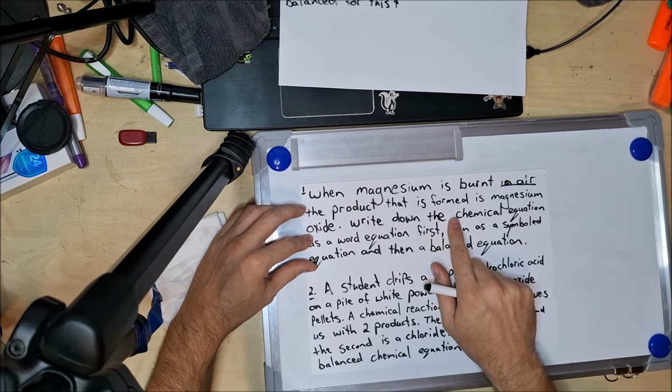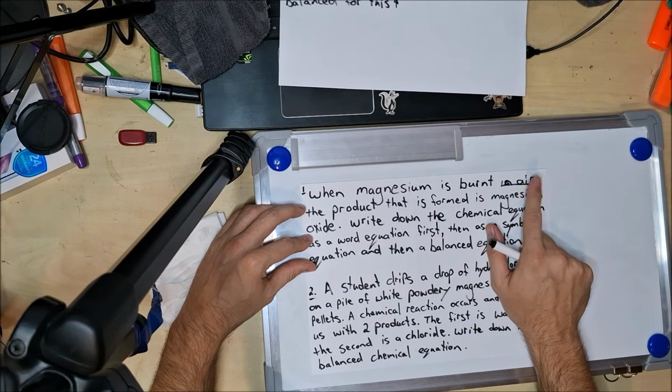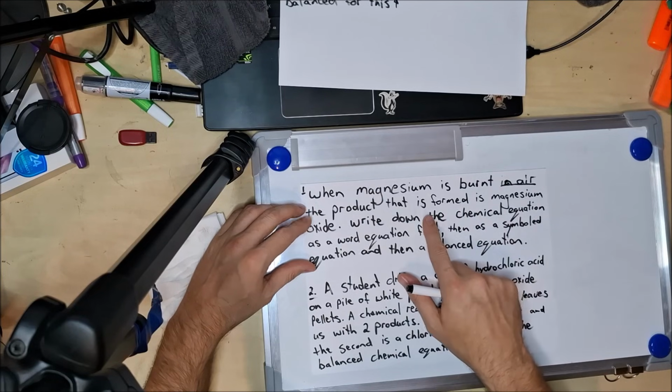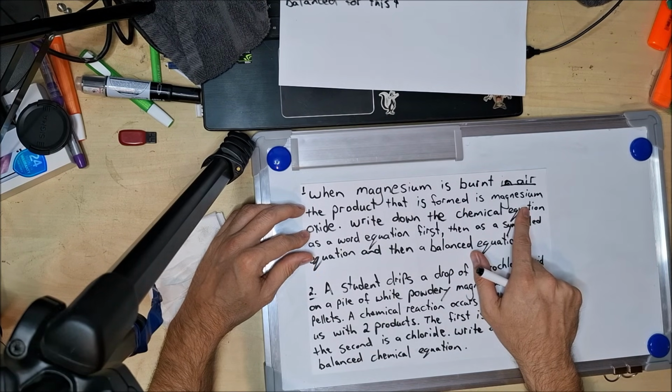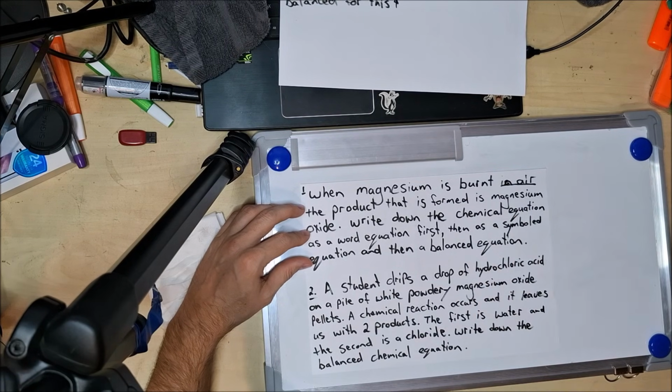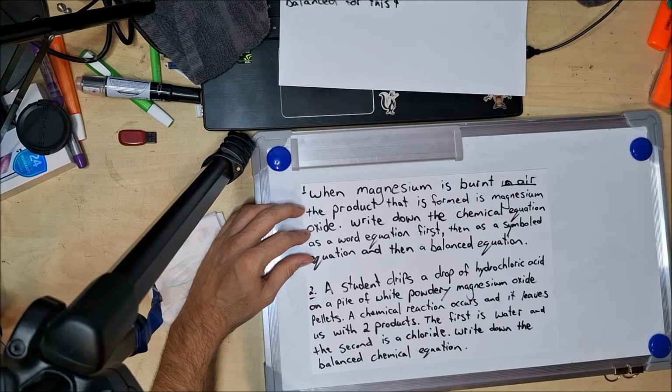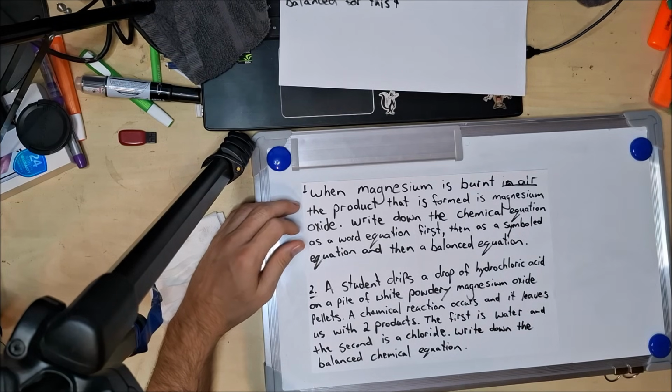Then it says air. Air is oxygen. Then it says the product that is formed is magnesium oxide. Magnesium in air, Mg. What are we looking at here, guys? Magnesium in air. So basically, Mg plus O2, because air is oxygen, then we get magnesium oxide.